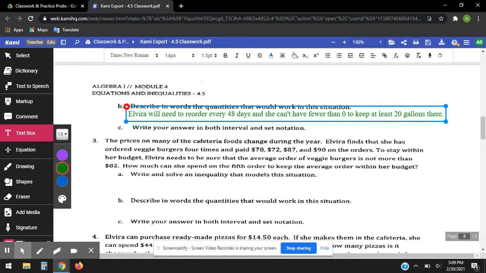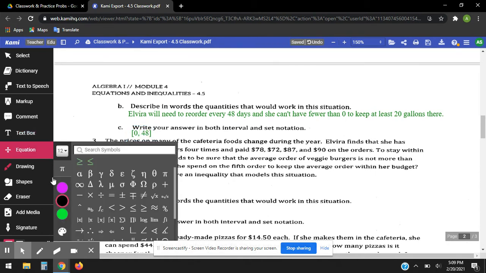All right. And then write our answer both in interval and in set notation. So interval notation would be 0, because she could order at 0 days. But then she needs to make sure she orders by 48 days. So we'll just have 0, comma, 48. But for set notation, let's make that a little higher here.